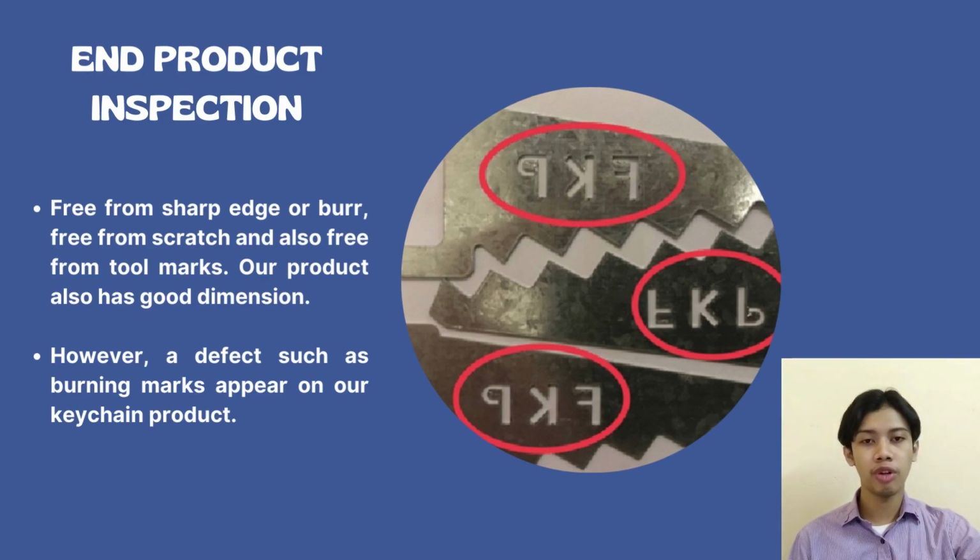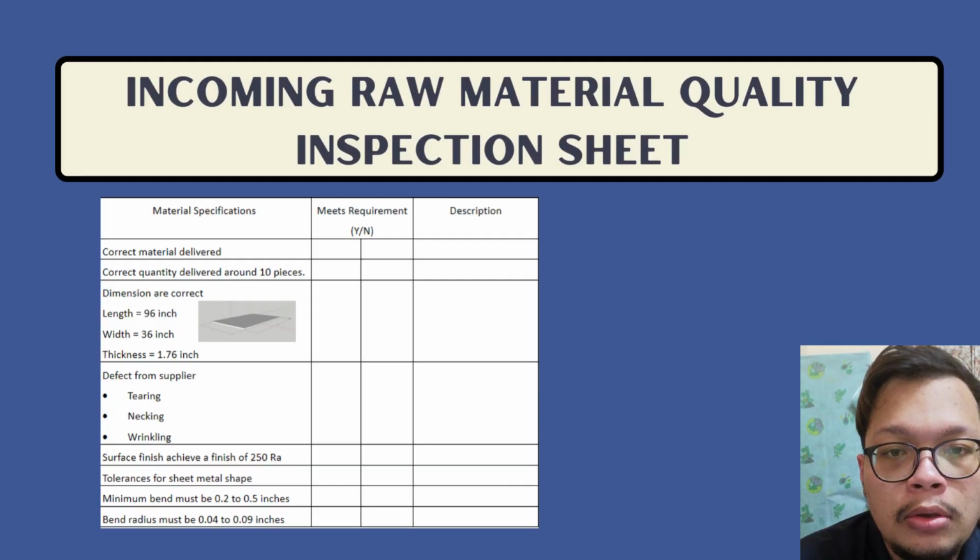What we get from this product inspection is that the product is free from sharp edge or burr, free from scratch, and also free from tool marks. Besides that, our product also has a good dimension. However, when we worked on end product inspection, a defect such as burning marks appeared on our keychain product.